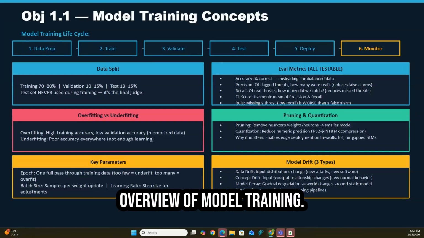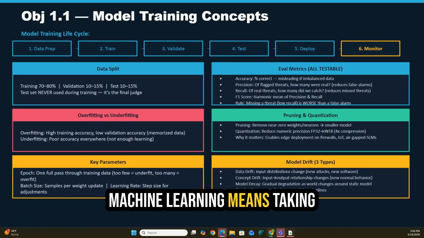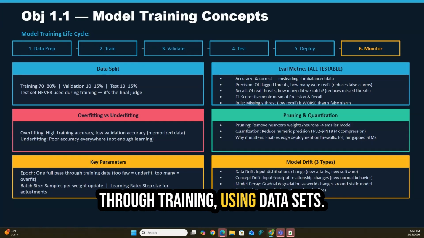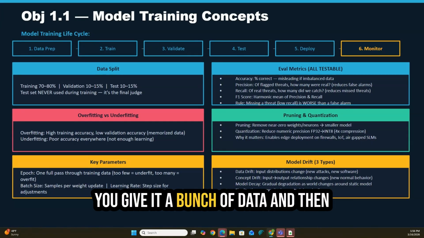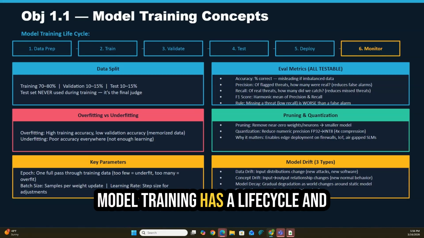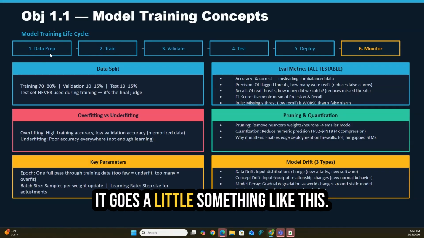All right, let's give you an overview of model training. Machine learning means taking an AI model and putting it through training using data sets. You give it a bunch of data and then you train it on that data. And that model training has a life cycle. And it goes a little something like this.